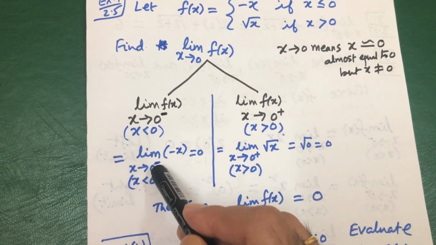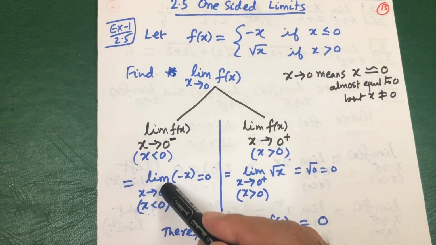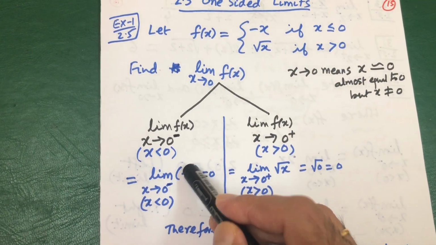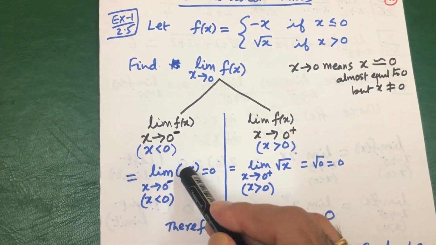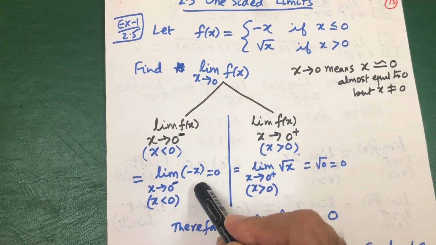So for limit x tends to 0 minus of f(x), I have to put this value. x tends to 0 minus means x less than 0, and x less than 0 means I have to put minus x. How to evaluate the limit? Put x equal to 0, as long as the denominator is not equal to 0. Simply that is 0. There is no denominator here.